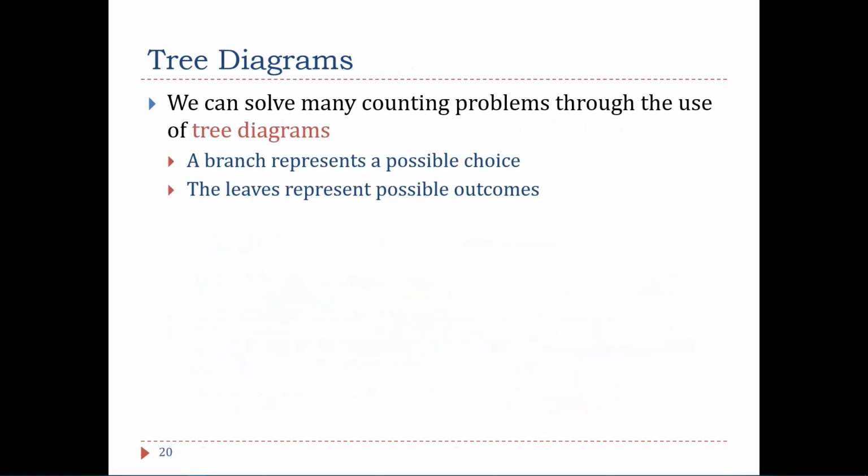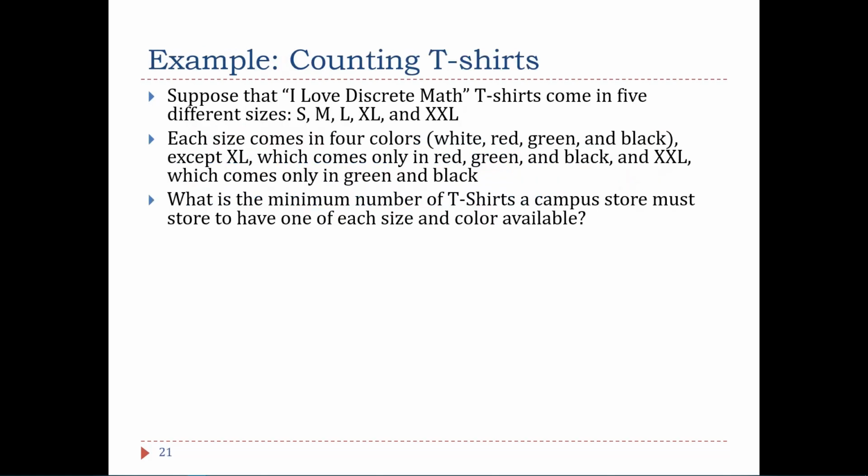So in general, we can solve many counting problems through the use of a more general approach, which is the tree diagram, in which a branch represents a possible choice and the leaves represent all the possible outcomes. I already did this exercise with you when I counted using a binary tree, the bit strings, on the possibility for the bit strings or for the power set. But we can also consider irregular cases, actually, where we don't have regularity, we don't have a binary tree, we don't have a tree with a fixed number of branches each time.